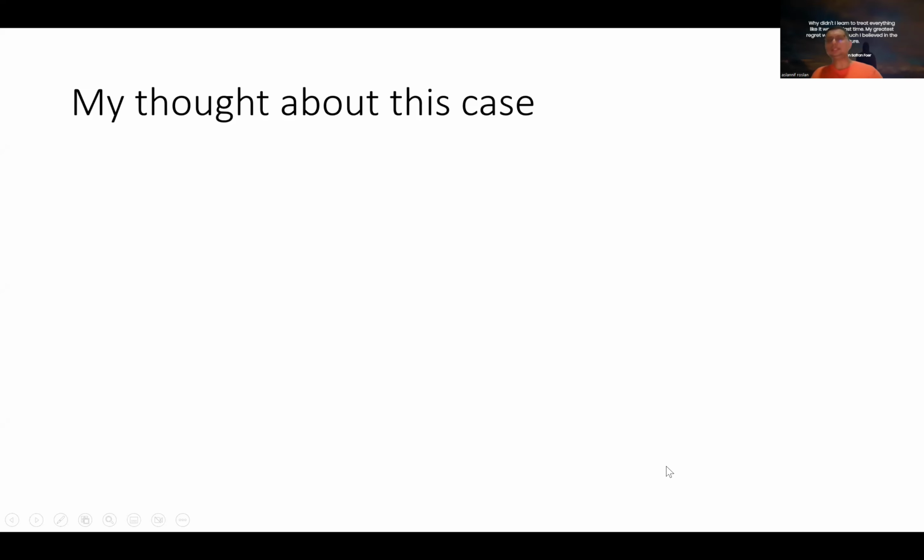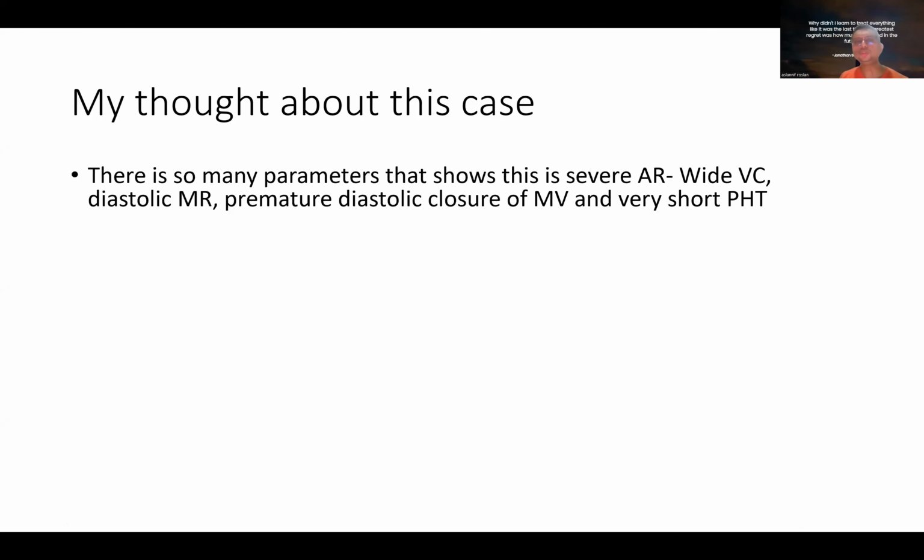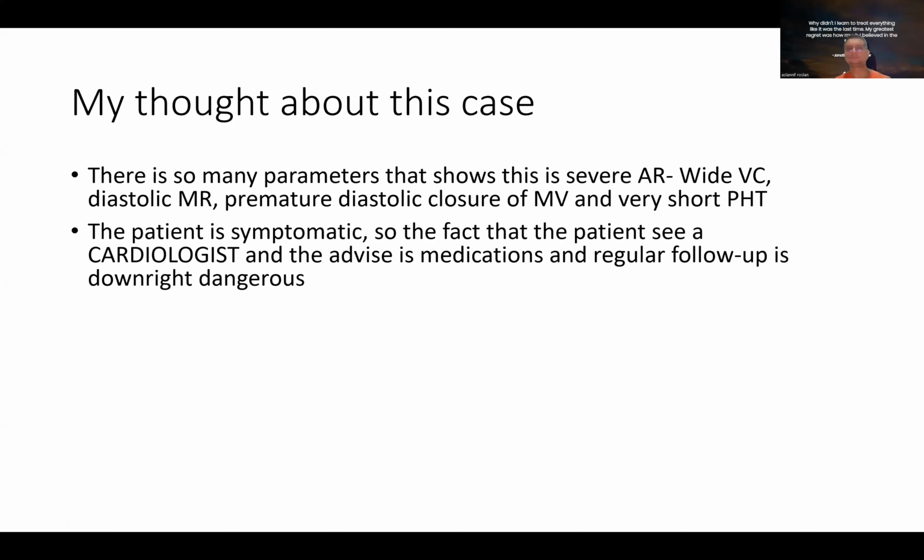So as I look at this transthoracic echocardiogram and the patient is in front of me, what is the thought inside my head? There are so many parameters here that show severe aortic regurgitation: wide vena contracta that is more than 6 millimeter, diastolic mitral regurgitation, premature diastolic closure of the mitral valve, and very short pressure half time. So I have no doubt that this is severe aortic regurgitation.